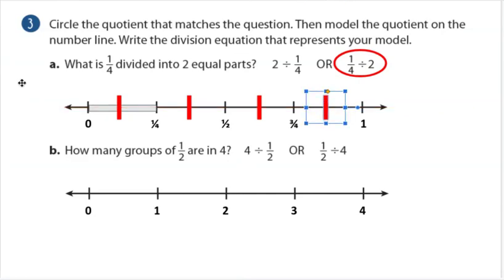So you can see now that I cut my whole number line into the same size pieces, I have 1, 2, 3, 4, 5, 6, 7, 8. So my number line is actually cut up into eighths. So I can see that, what is 1/4 divided into two equal parts? Well, these pieces actually represent 1/8. So 1/4 divided by 2 equals 1/8.